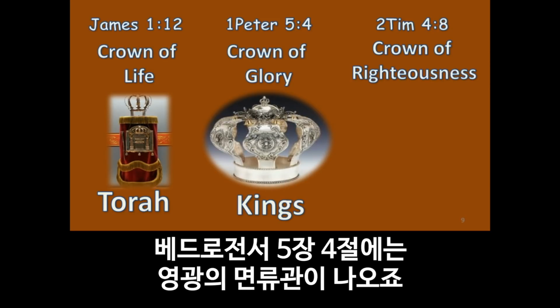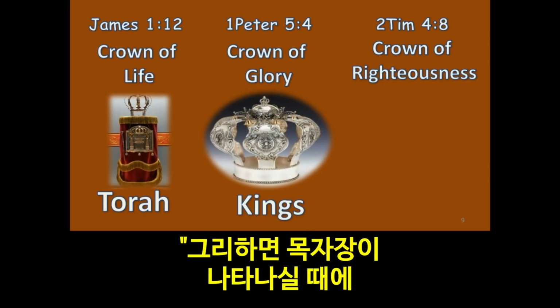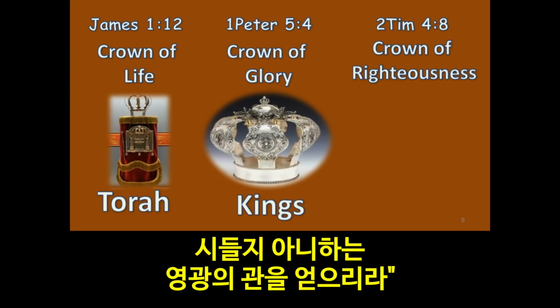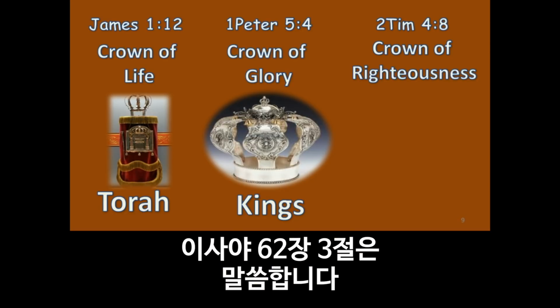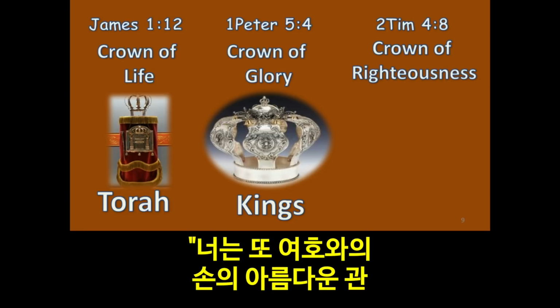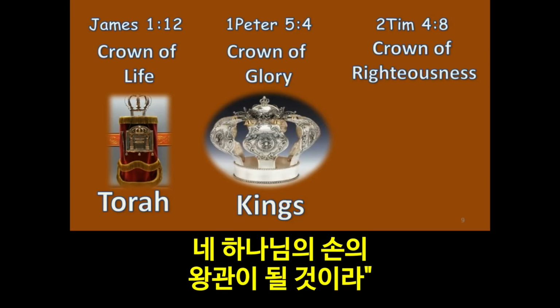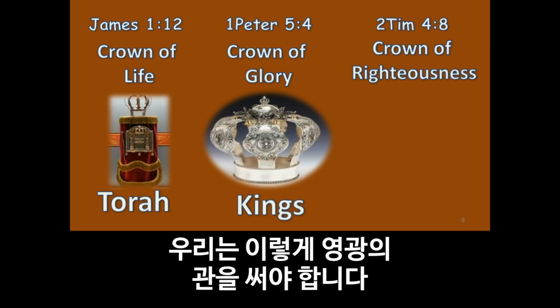Then we see the crown of glory in 1 Peter 5:4. "And when the chief shepherd shall appear, ye shall receive a crown of glory that fades not away." The crown of glory is the crown of the king. Isaiah 62:3 says, "You shall also be a crown of glory in the hand of the Lord, and a royal diadem in the hand of thy God." So the crown of glory we are to be wearing.